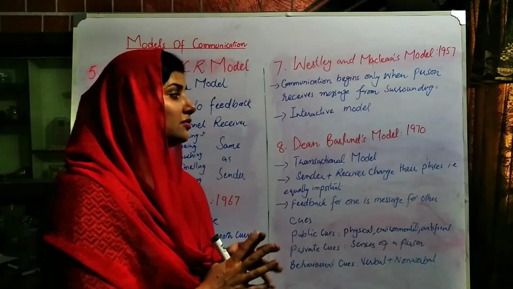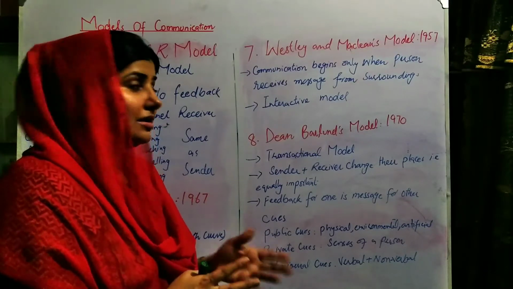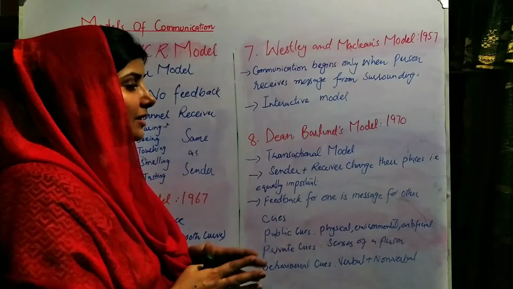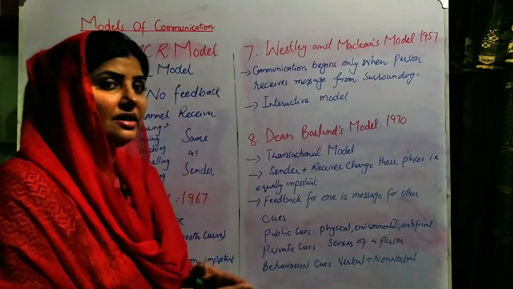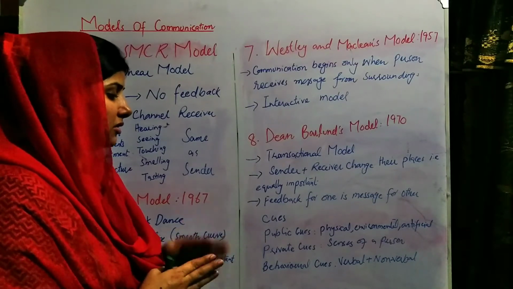Number 8, David Berlo's model, presented in 1970. It is a transactional model. Sender and receiver change their places, and both are equally important. Feedback for one is a message for the other.